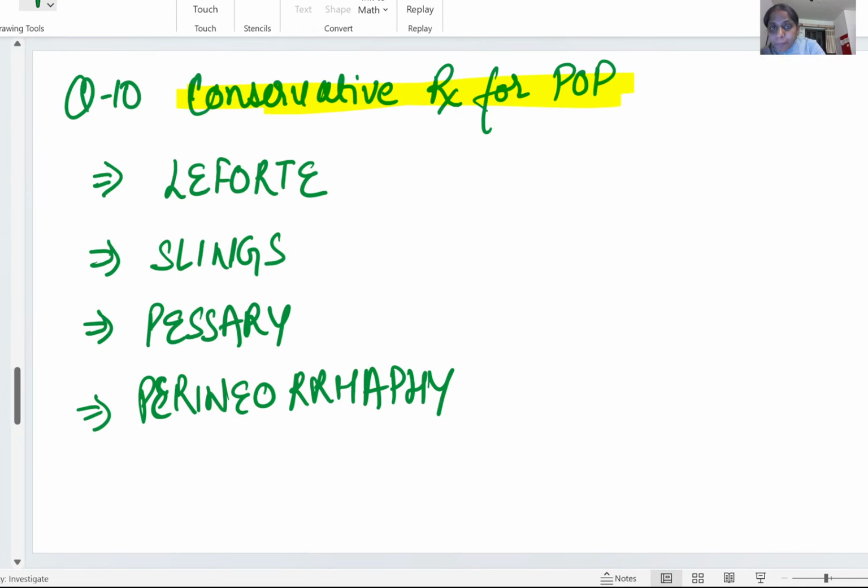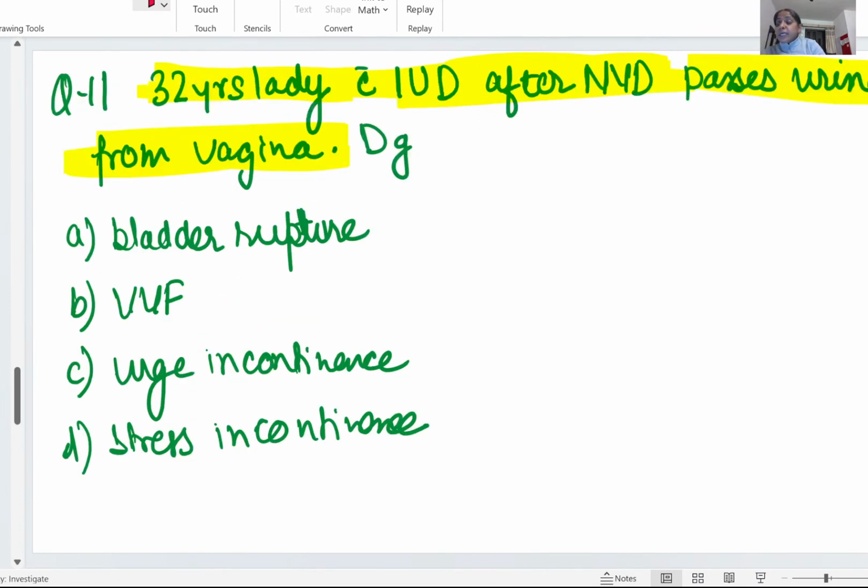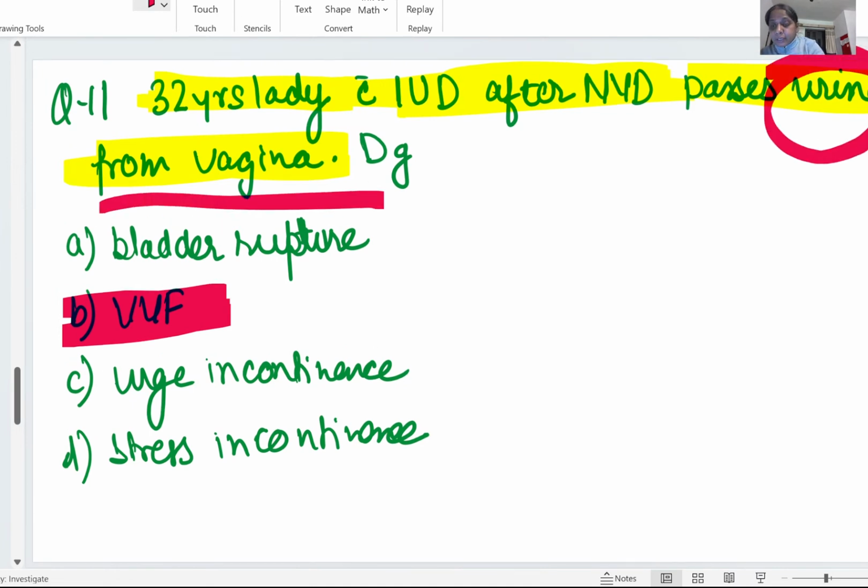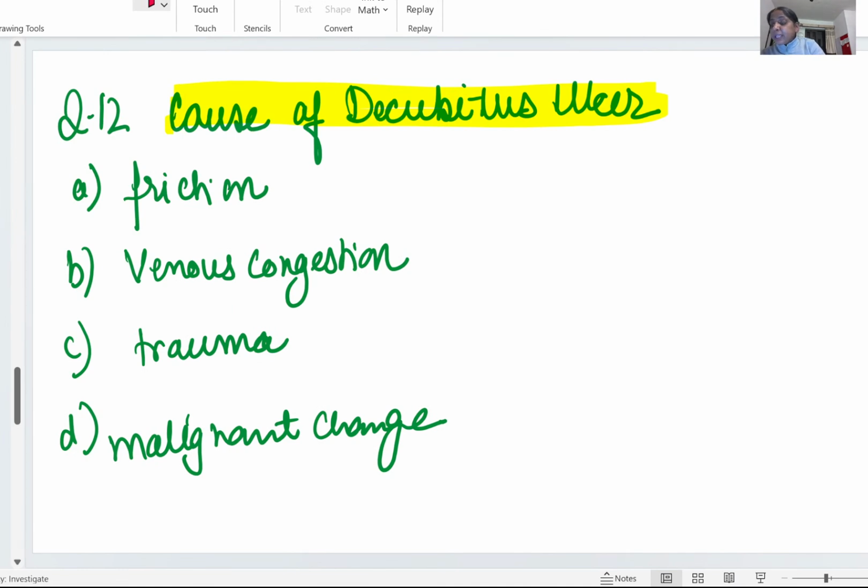Conservative management for pelvic organ prolapse. Answer is pessary. I think this question is repeated. 32 years old lady with IUD. Answer is VVF, because urine is coming from the vagina. After delivery in India, if urine is coming from the vagina, it is VVF. Cause of decubitus ulcer is venous congestion. Please don't mark friction in this question. Most of you mark friction.